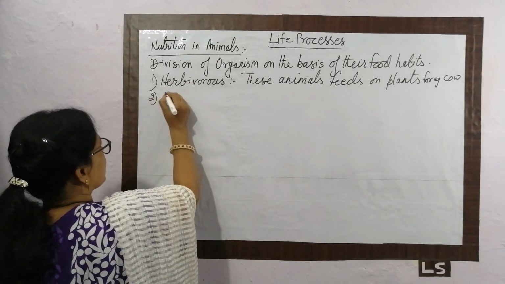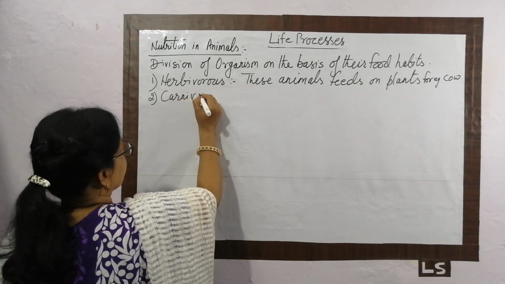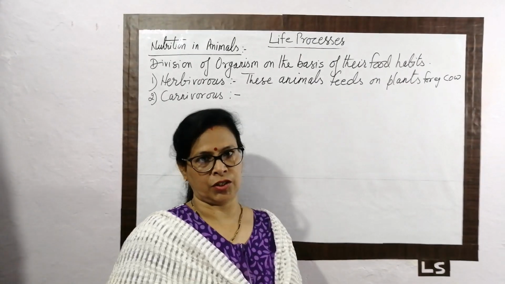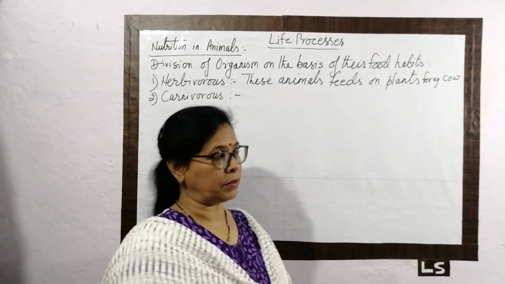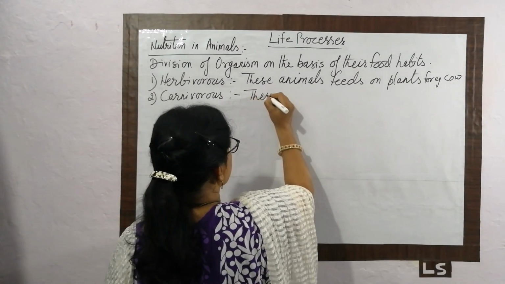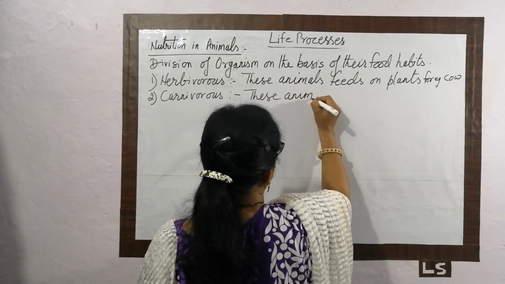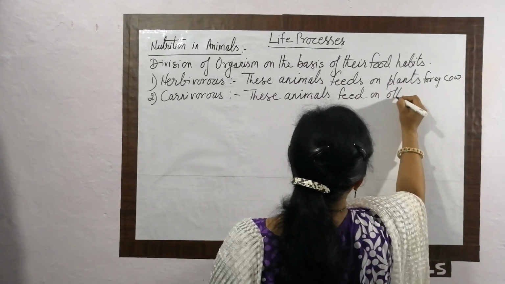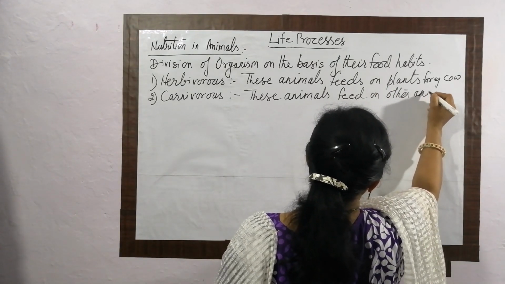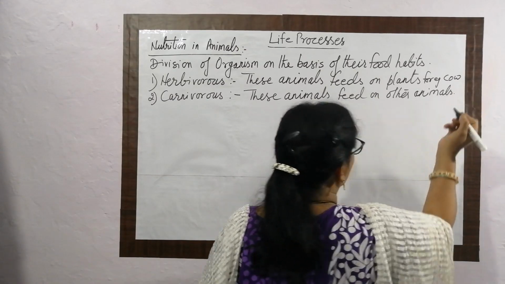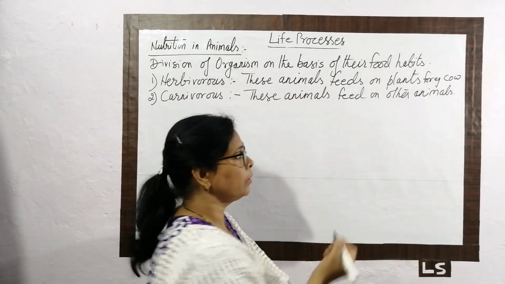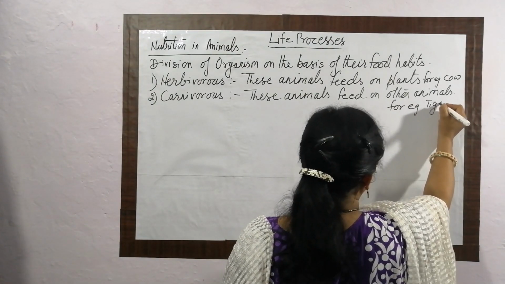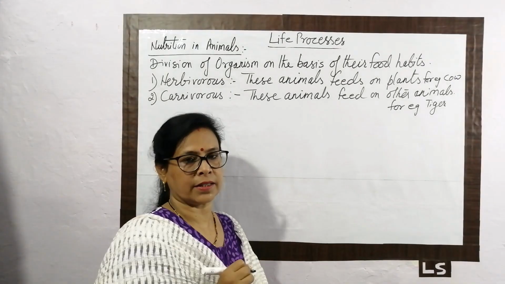The second type is carnivorous. In the word carnivorous, carn means flesh. These are the flesh eater animals. It means these animals feed on other animals. They are the flesh eaters. Okay, they eat other animals. For example, we have lion, tiger, fox, dog, etc.